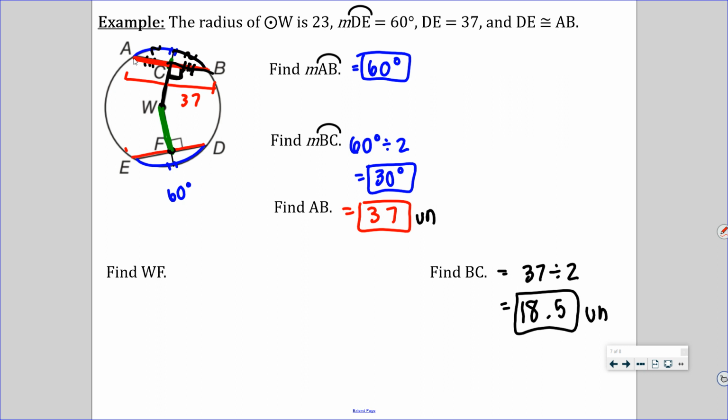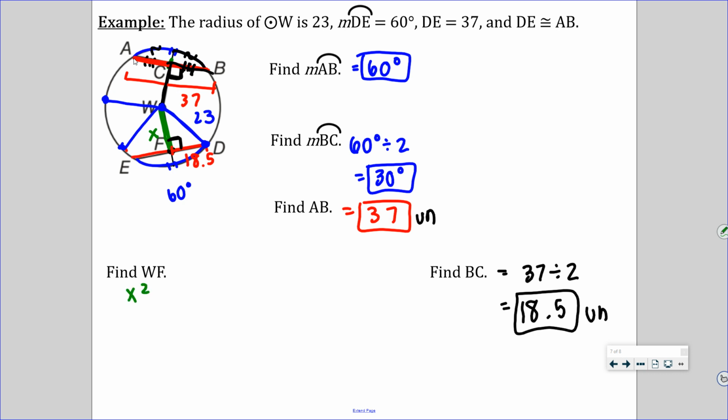But I know this distance is 18 and a half. Same reasoning as why BC was 18 and a half. And what I can do is draw a radius from W to D. I know the radius length, no matter where I draw it, I could draw it over here, over here, over here. The radius length is 23. I know these are perpendicular. You guys seeing this? How could I find this? Okay. Pythag. I have a little right triangle right there. Hold on.